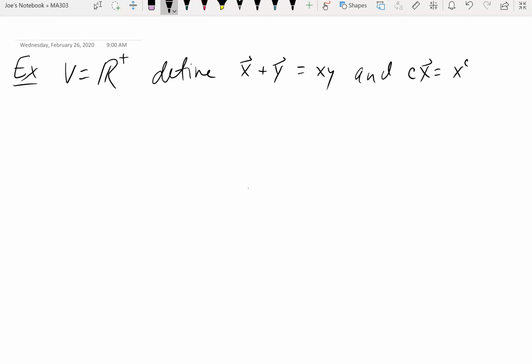Now the zero vector acts as what? What's the whole point of the zero vector? What does it act as? Like an identity, right? An identity with respect to the operation. Well, what's the operation really that's going on here? Multiplication, so what's going to be your zero vector in this case? 1, yeah. That's going to go with acting as the identity.